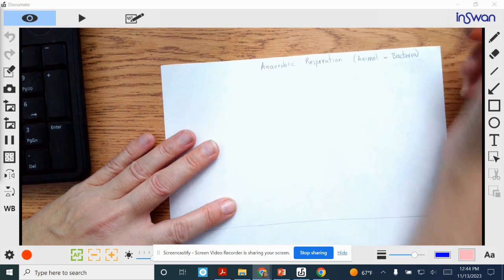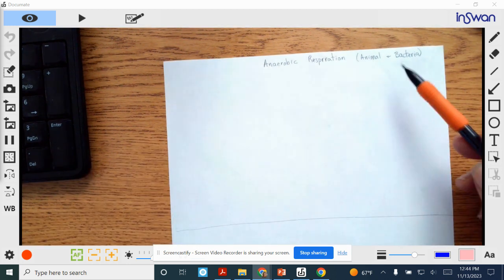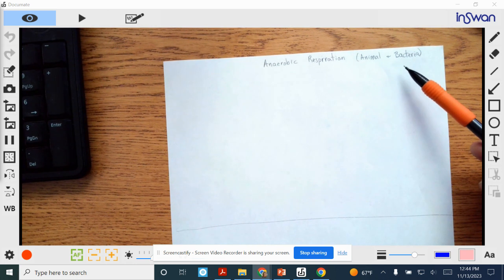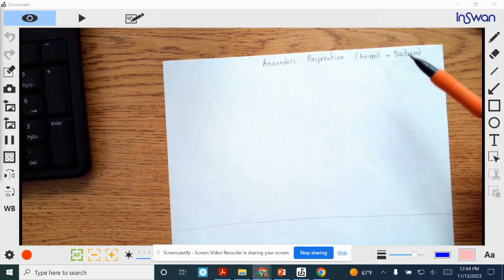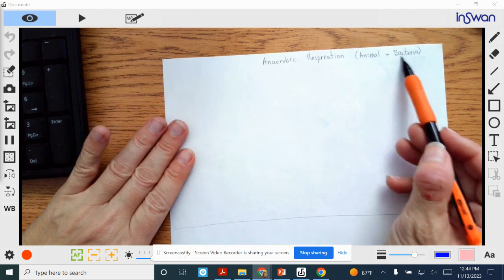Because the bacteria that can do this, we use to make yogurt. You might see on yogurt it says contains live cultures of Lactobacillus acidophilus. So they produce lactic acid, and that curdles the milk and makes it thick. It changes the proteins in the milk. That's how we're able to make yogurt using bacteria.